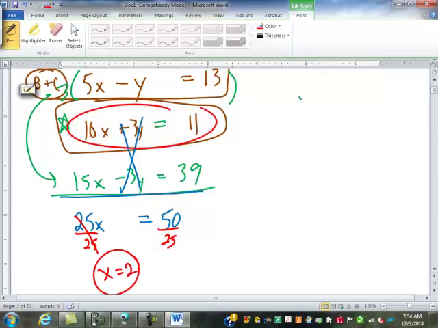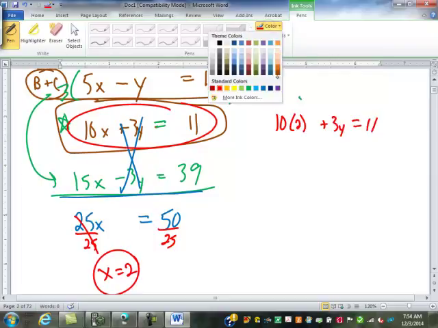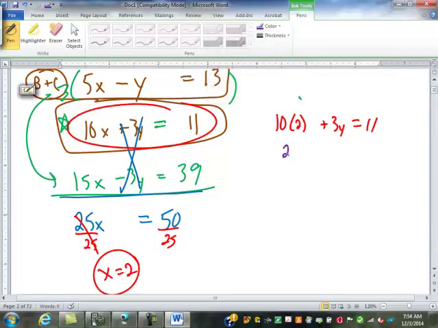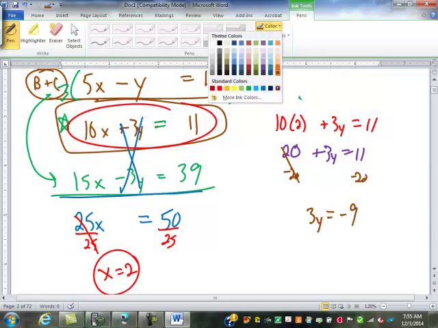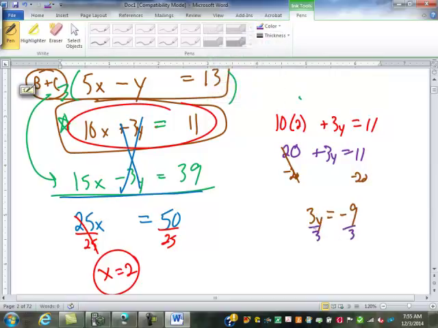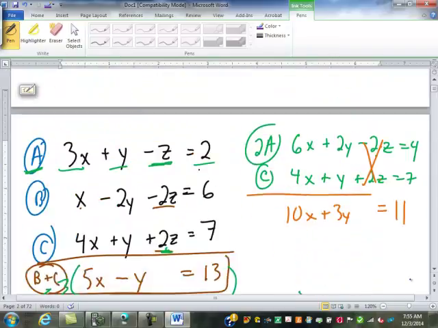Now I have to go back up to one of those equations. I'm going to pick this one. 10 times x becomes 10 times 2 plus 3y equals 11. 10 times 2 is 20 plus 3y equals 11. Then we are going to subtract 20. 3y equals negative 9. And finally, divided by 3, y equals negative 3. So we've got x is 2, y is negative 3.